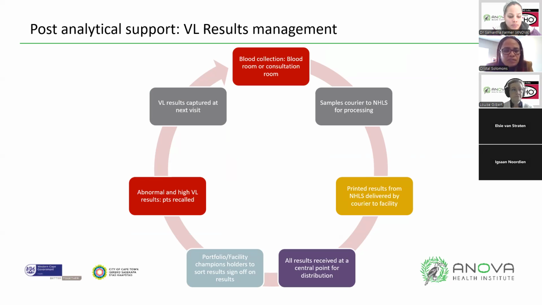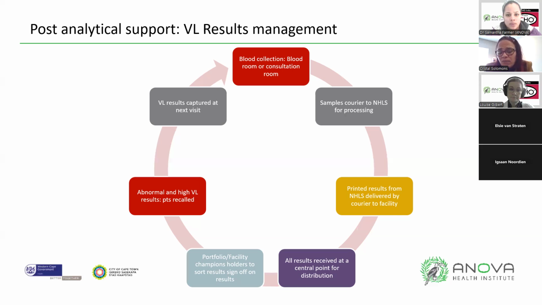And then this is a very generic result management process, and I know it differs. But like I said, doing facility visits and support, we also realize that there's a big need for post-analytical support, and that's around viral load result management. I always say, when a clinician takes blood, there's a reason why we are taking the sample. So I almost say it's criminal if you don't follow up on the result, or actually see the result, and action it accordingly.